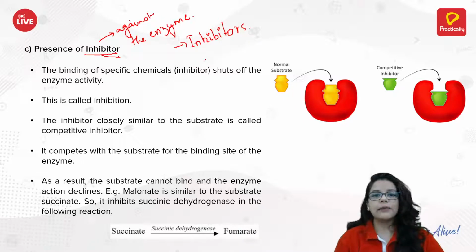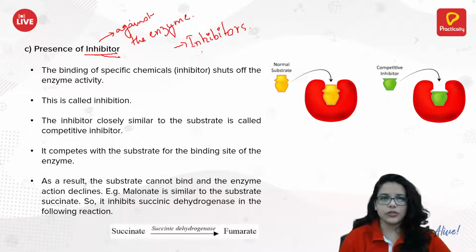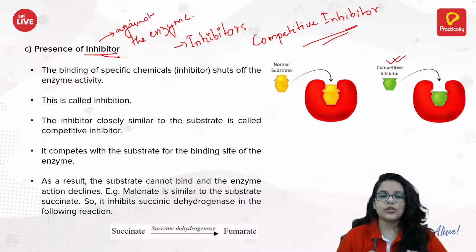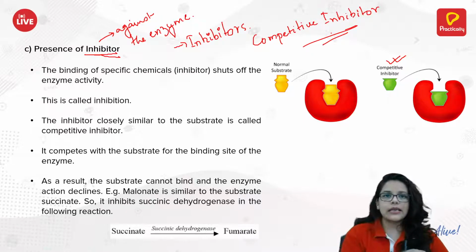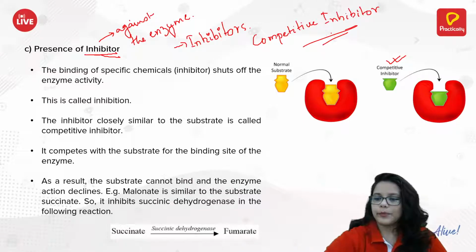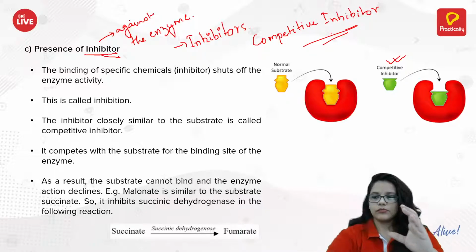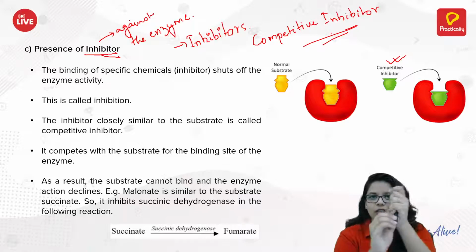Okay, so what happens? There are actually three types of inhibitors. The first one is the competitive inhibitor. So what will the competitive inhibitor do? Okay, I have an enzyme. I have the substrate. I have an enzyme, I have a substrate, and it works.